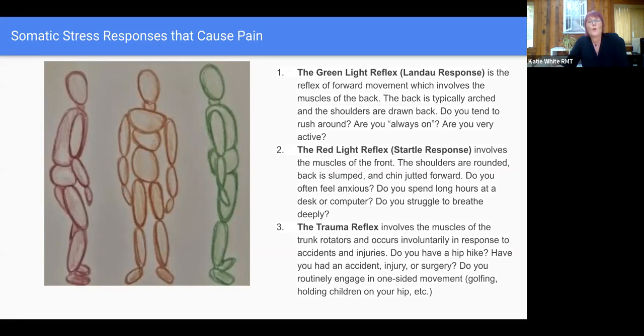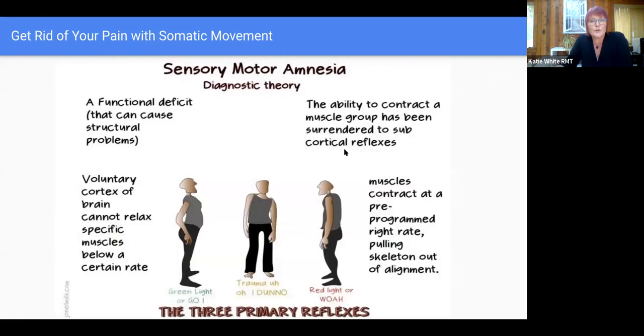So why does this happen? It happens because of sensory motor amnesia. If you just want to go to the next slide, we'll have a quick slide on the sensory motor amnesia. So basically what happens is the brain and the muscles stop working together. And the only way to correct this is through active movement of somatics.